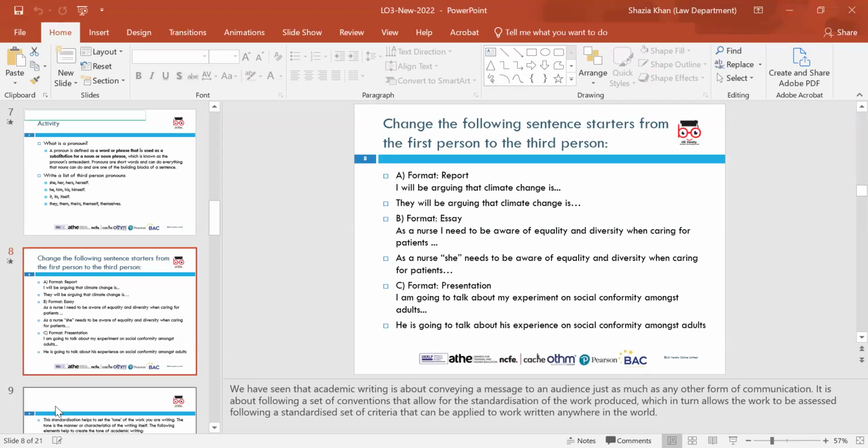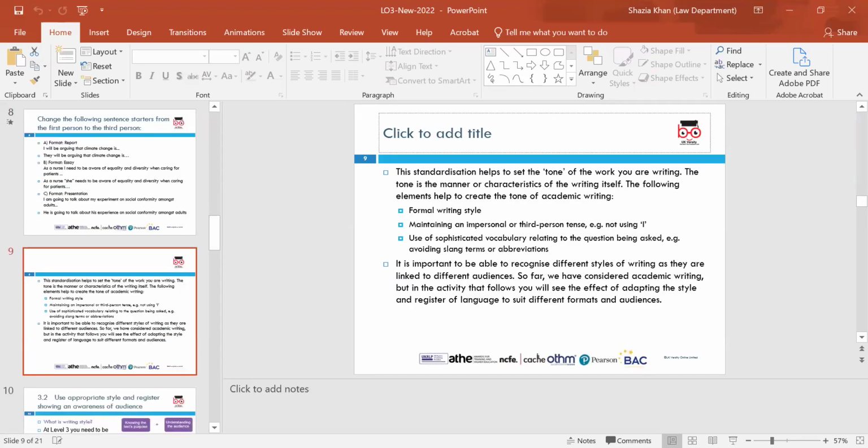We then went on to look at how standardization helps to set the tone in writing. So the tone is the manner or characteristics of writing itself. So it being a formal writing style, maintaining impersonal or third person tense, not using I, use of sophisticated vocabulary related to the question being asked, avoiding slang terms or jargon, because that's really important in any organization to avoid using that.